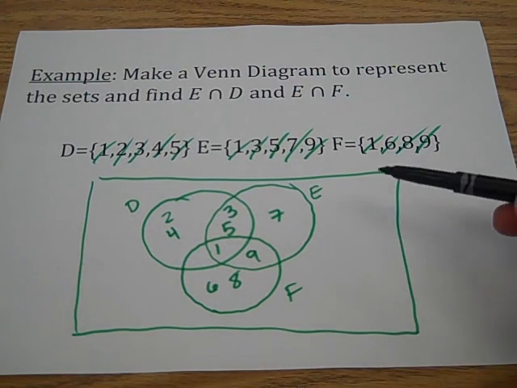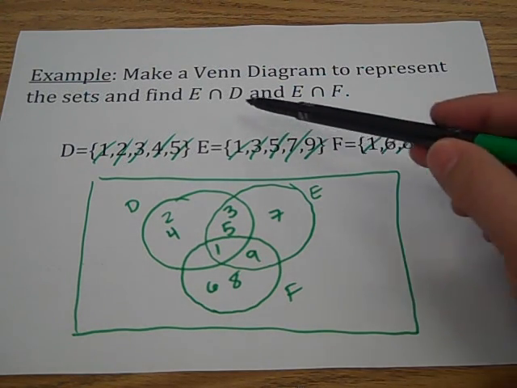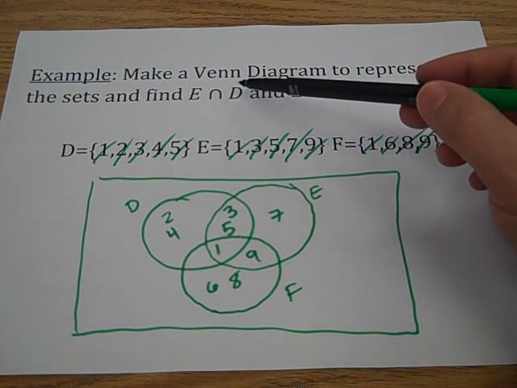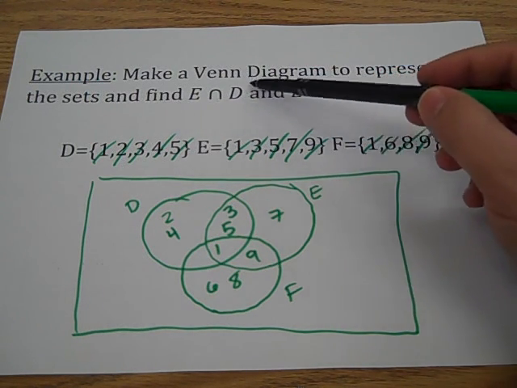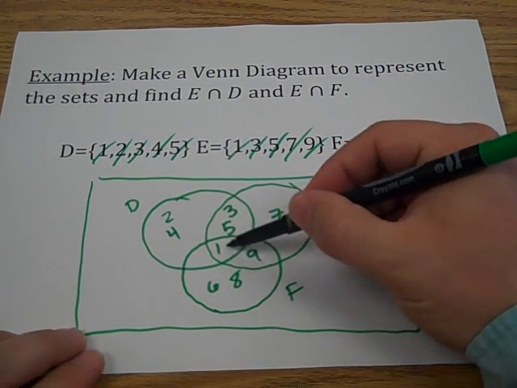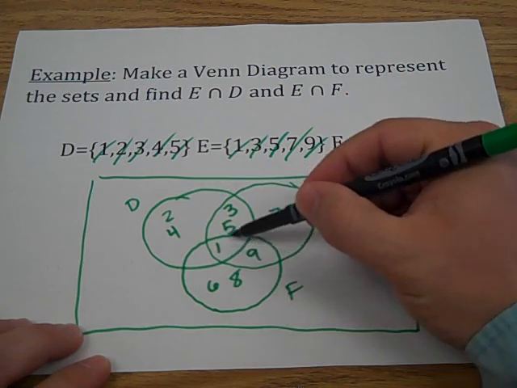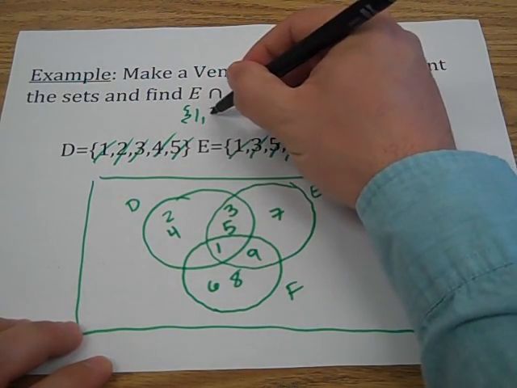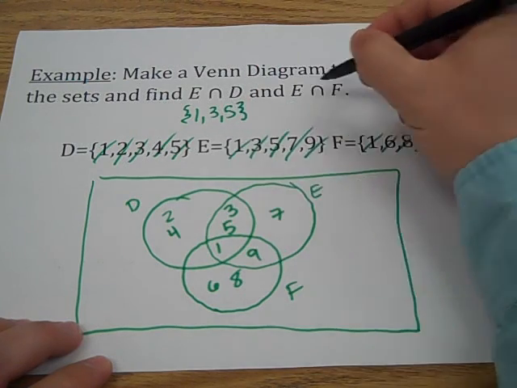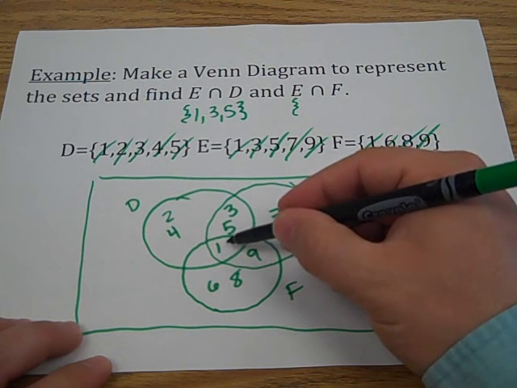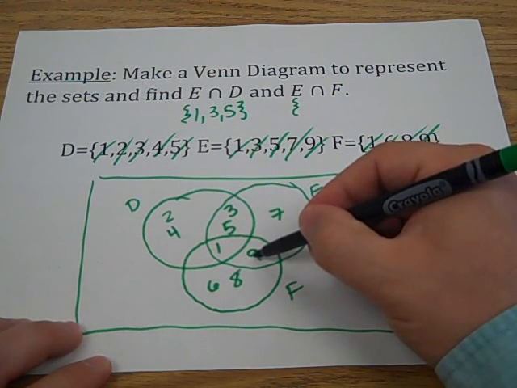So there's the Venn diagram. Now let's go up and find these intersections. So the intersection of E and D, so all the numbers that are in both E and D are here. We have to include 1 because it's in both of them. So that's 1, 3, and 5. The intersection of E and F is 1 and 9.